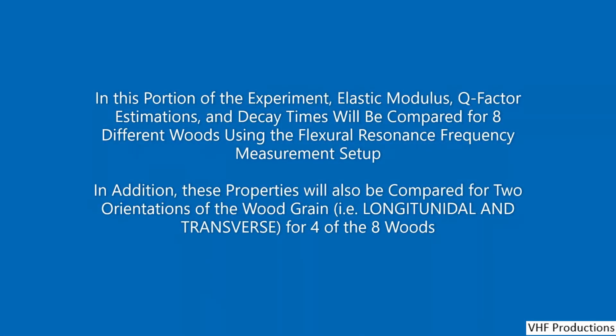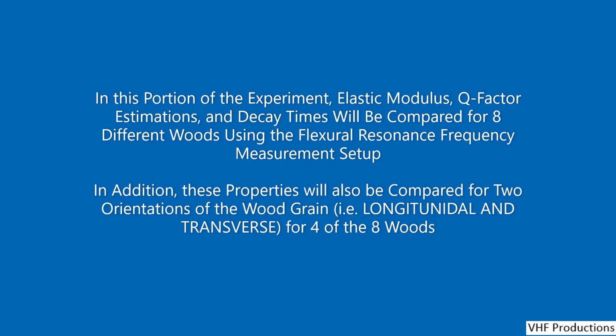In this portion of the experiment, we will now be performing the resonant frequency measurements in order to calculate the elastic modulus, the Q factor, the impedance, and the decay times for all 8 materials. We will be comparing those results for the 8 different woods used in the flexural geometry setup of the resonant frequency measurements. In addition, these properties will be compared for 2 orientations of the wood grain for 4 of the 8 wood types.